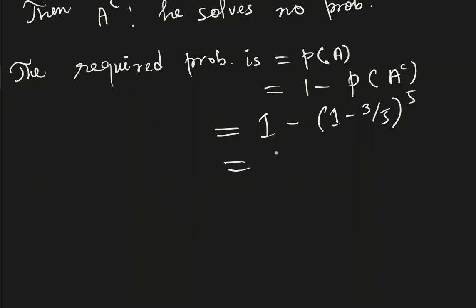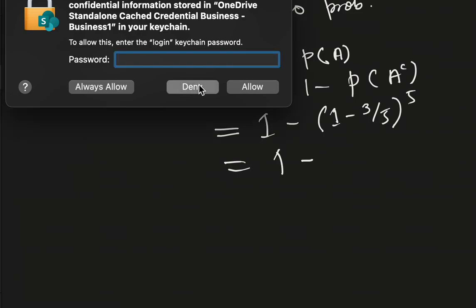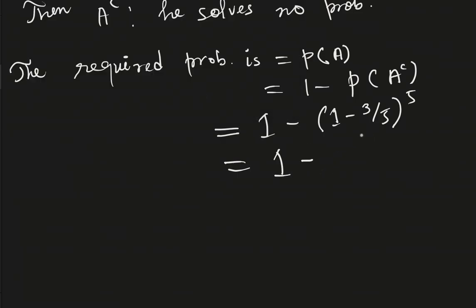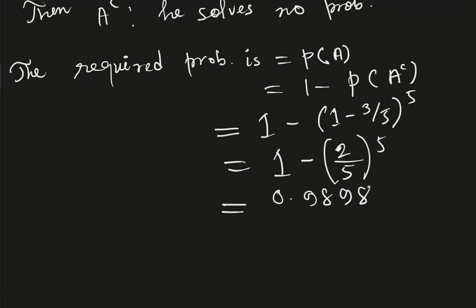So that is it. So 1 minus, so this is (2/5) to the power 5. If you calculate it, you will get 0.9898. So that is the probability that Alex solves at least one problem correctly out of 5. So that's it. Now let's move toward the next question.